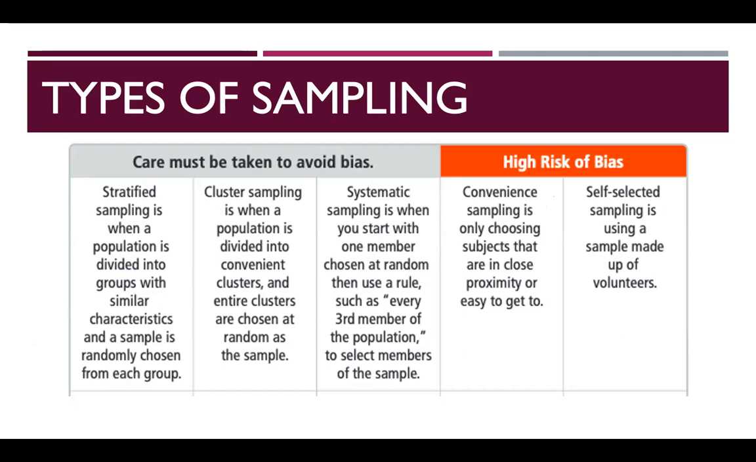Those three are good to use, but you still need to make sure that you're avoiding bias. On the right, those two, the convenience and the self-selected, have a very high risk of bias and you should not be using them if you want to be as random as possible.